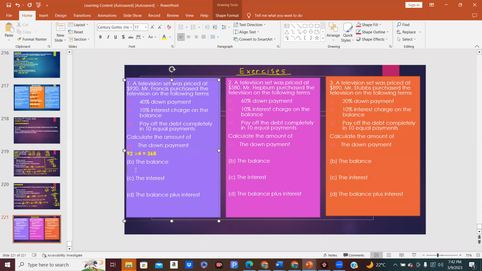For the balance, I got 920 minus 368. Good. It's supposed to be 920, yes, that's 920. So 920 minus 368 is going to be what? 552. Very good.